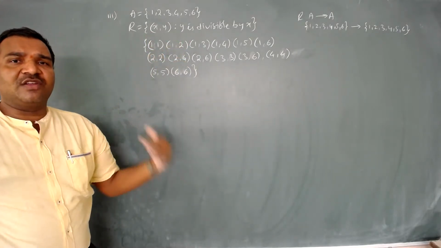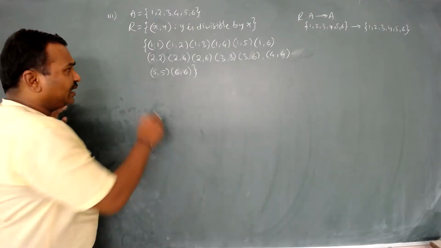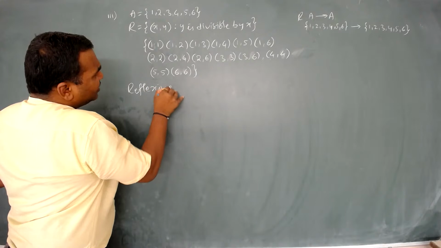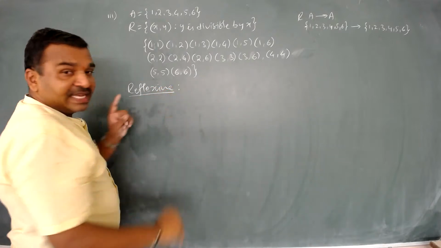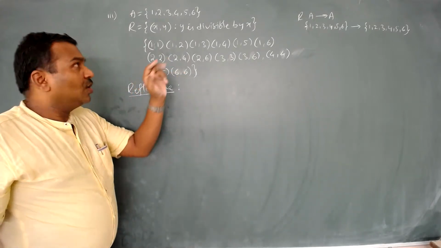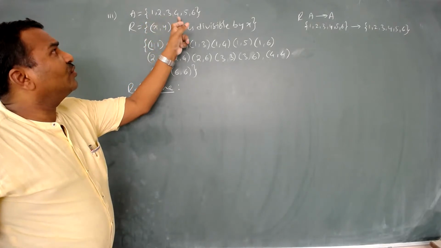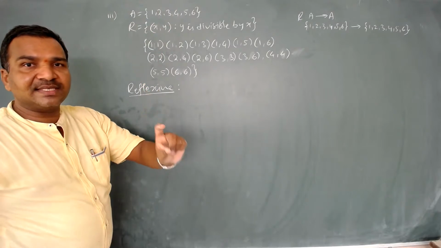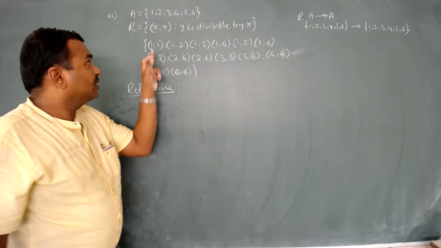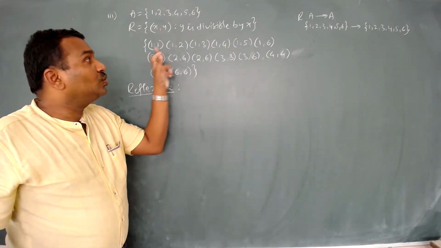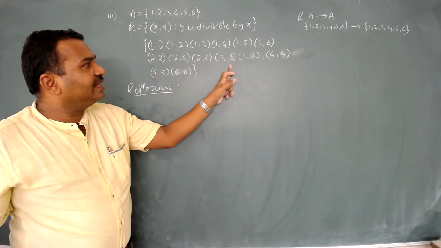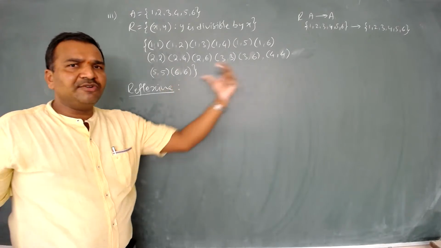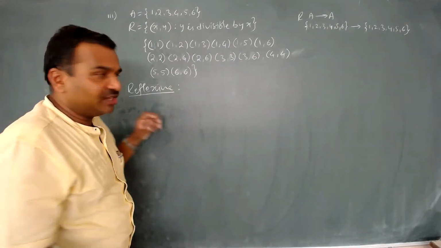Now go for reflexive, symmetric, and transitive. First of all, is it reflexive or not? Reflexive means (a, a) belongs to R. What are the a values? 1, 2, 3, 4, 5, 6. So (a, a) means 1,1. Yes, it is there. Next, 2,2 is there. 3,3, 4,4, 5,5, 6,6. All the elements are there, so no need to write all the elements. We can write the general definition.